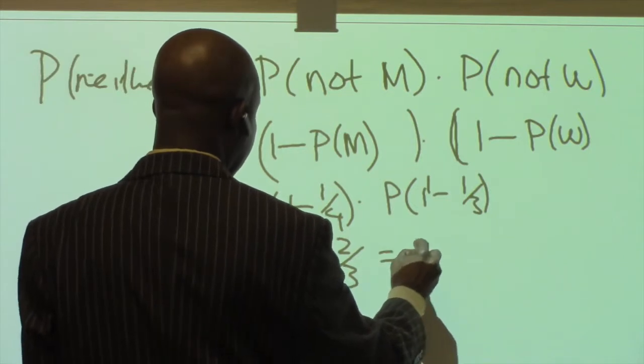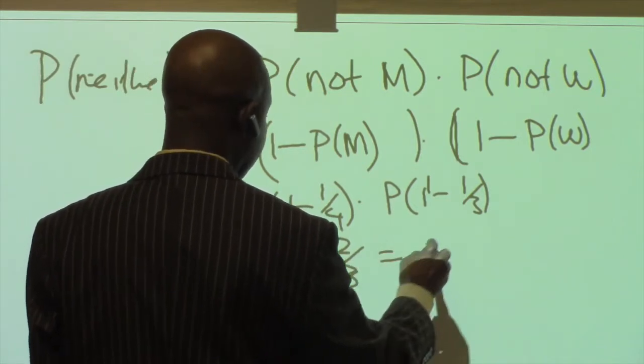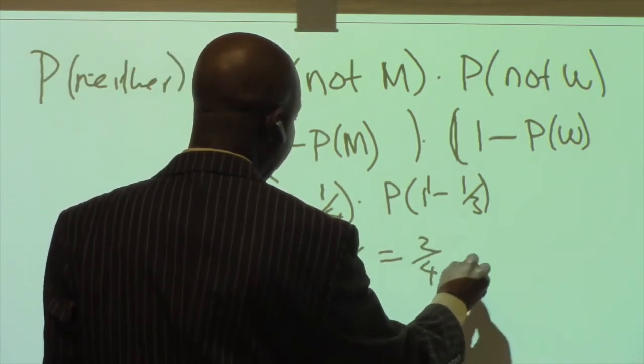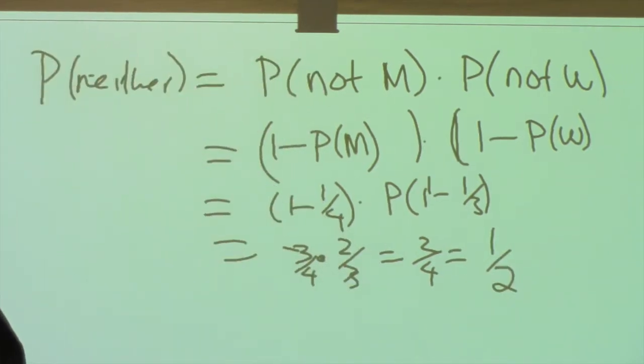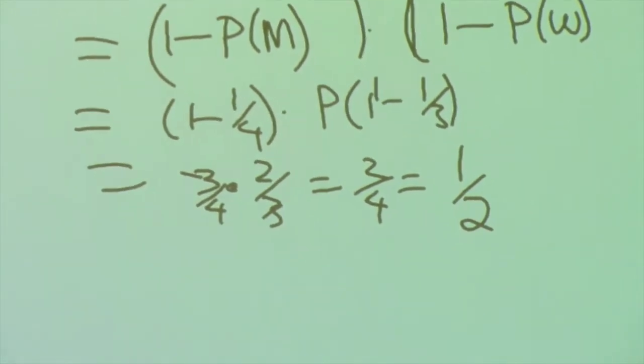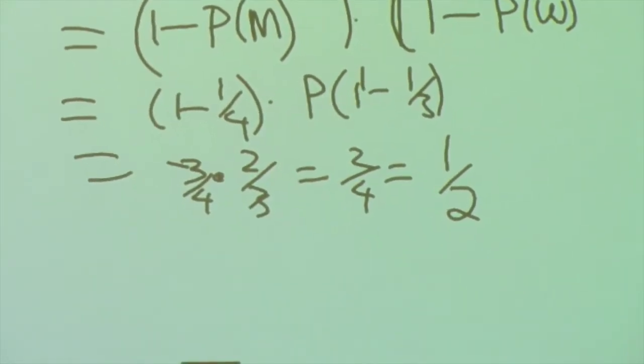And so what is that going to give us? This cancels, so this is going to give us 2 over 4. We can simplify that to be 1/2. So the probability that neither will be alive is going to be a 50% chance. That's that. So now let's go to B.